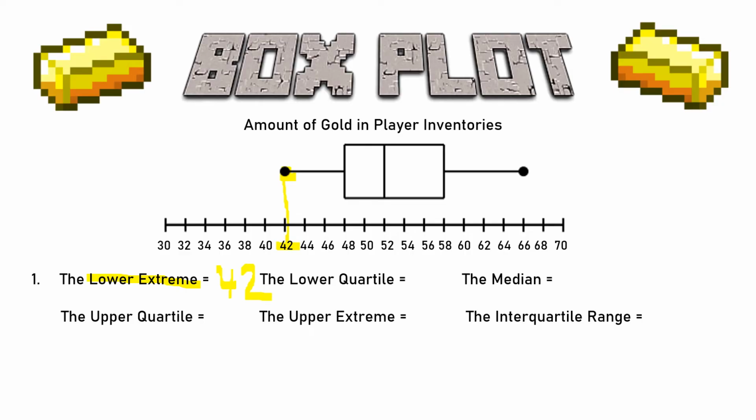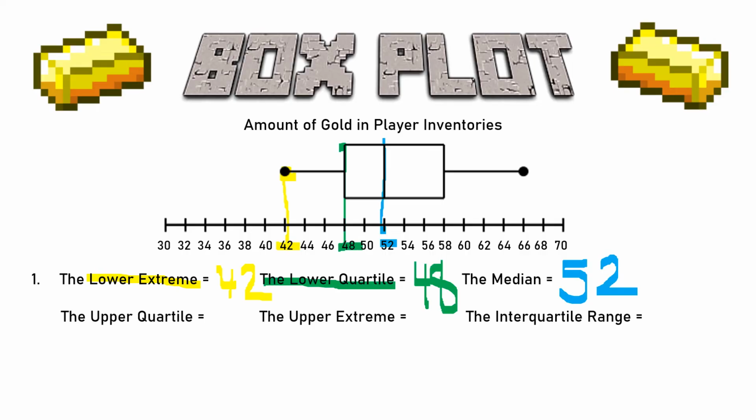Moving a little bit over, if we're looking here at the lower quartile, that number represents the median of our lower half of data, and that is represented by this end of our box. So the left end of the box represents your lower quartile. In this case, it is represented by 48. The median of a box plot is always the line inside of the box. In this case, it's represented by 52.